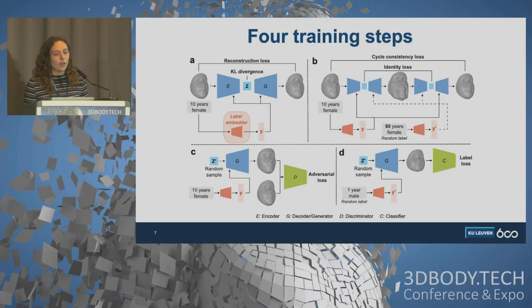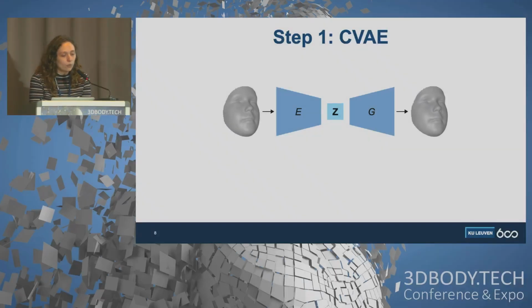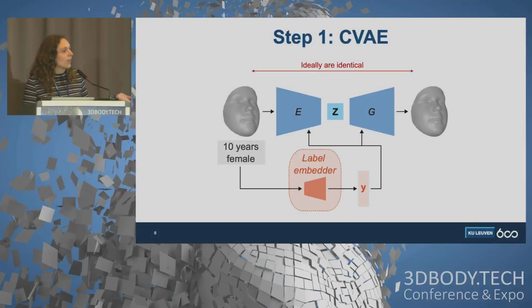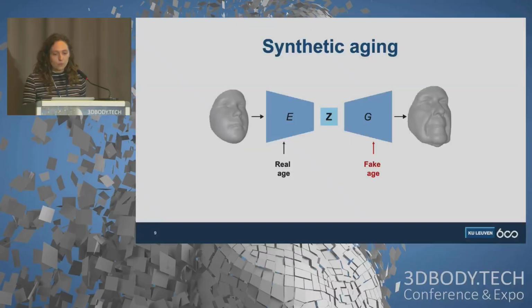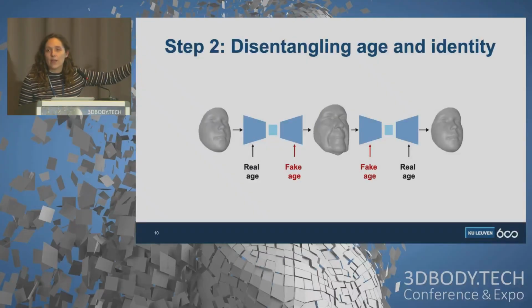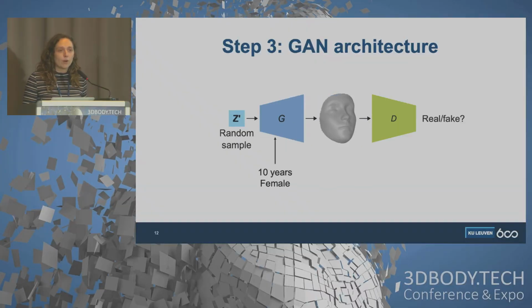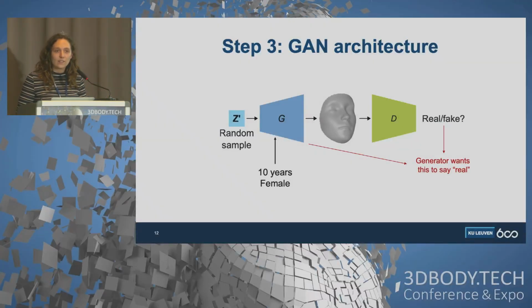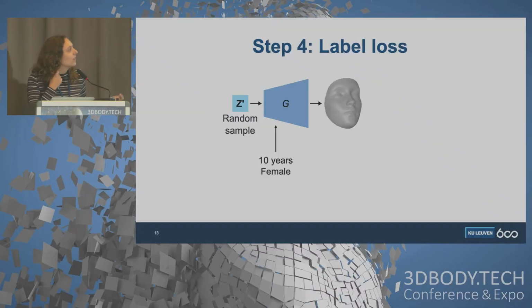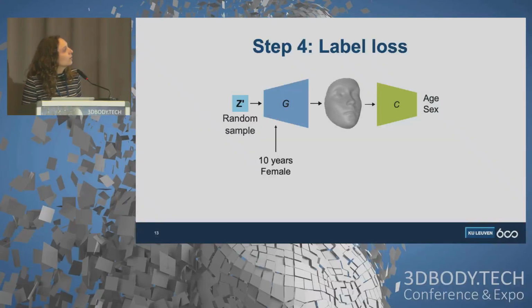The model I developed consists of 4 main training steps. Step 1 is a conditional variational autoencoder. Whatever goes into this model has to be the same as whatever comes out. Step 2, we take a person, we age them to a random different age, and we go back to the original age, and then we say, okay, this still has to be the same person. We borrowed some ideas from the GAN architecture, where we use a second neural network, and we want our model to output faces that it thinks are real. We also want the faces that we generate to actually be of the age that we specified for this person, so we predict, given a face, what the age and sex of this person is.